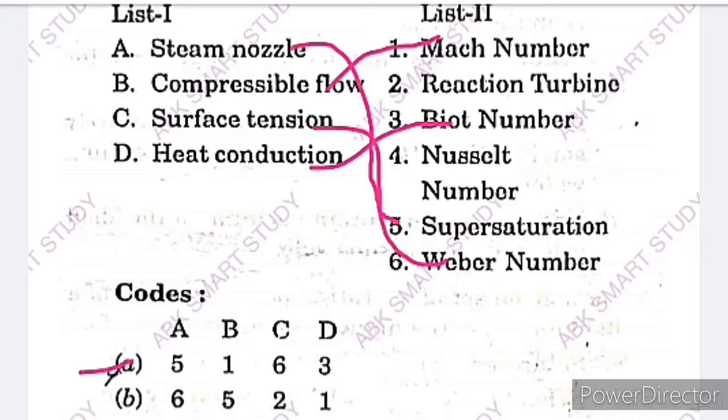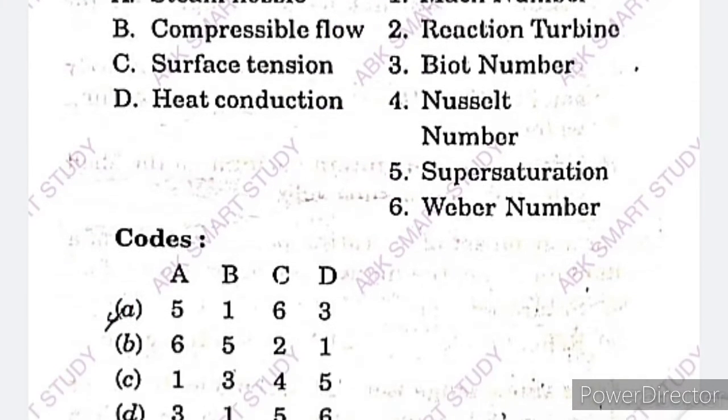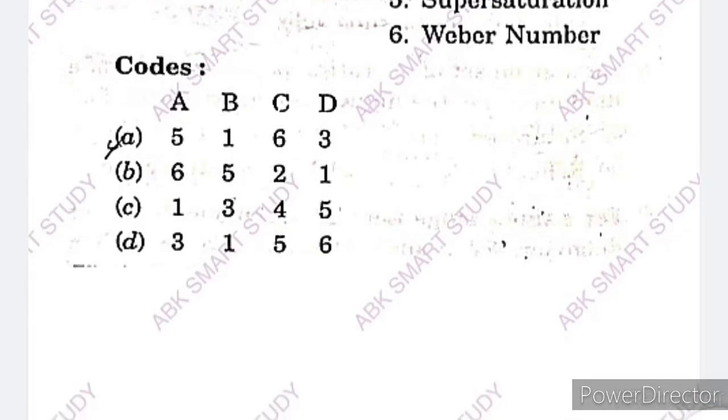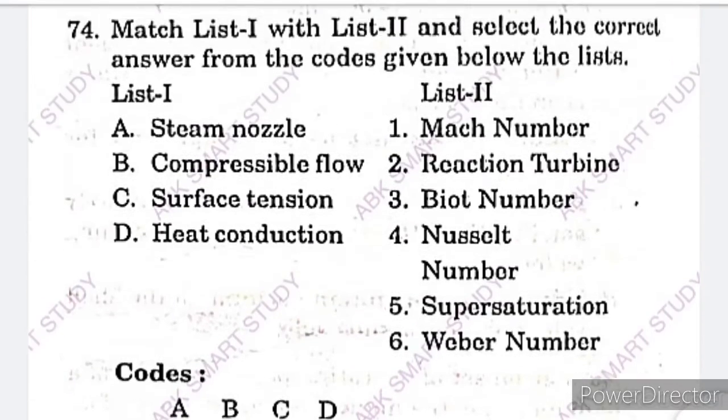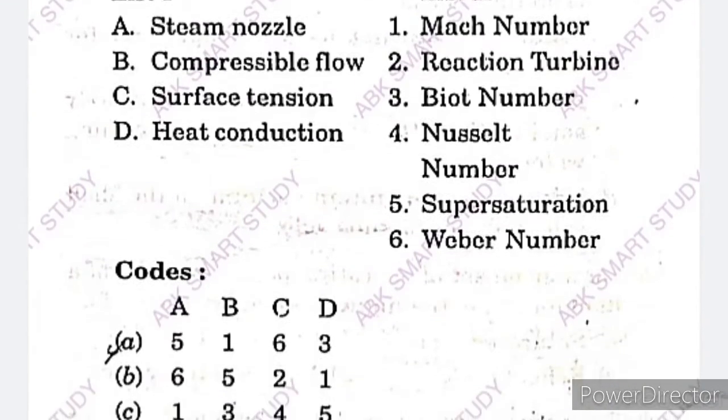5163, that is for steam nozzle, supersaturation, compressible flow, Mach number, surface tension, Weber's number and heat conduction, Biot number. So here option A, 5163, is the correct answer for the above question. Next question.